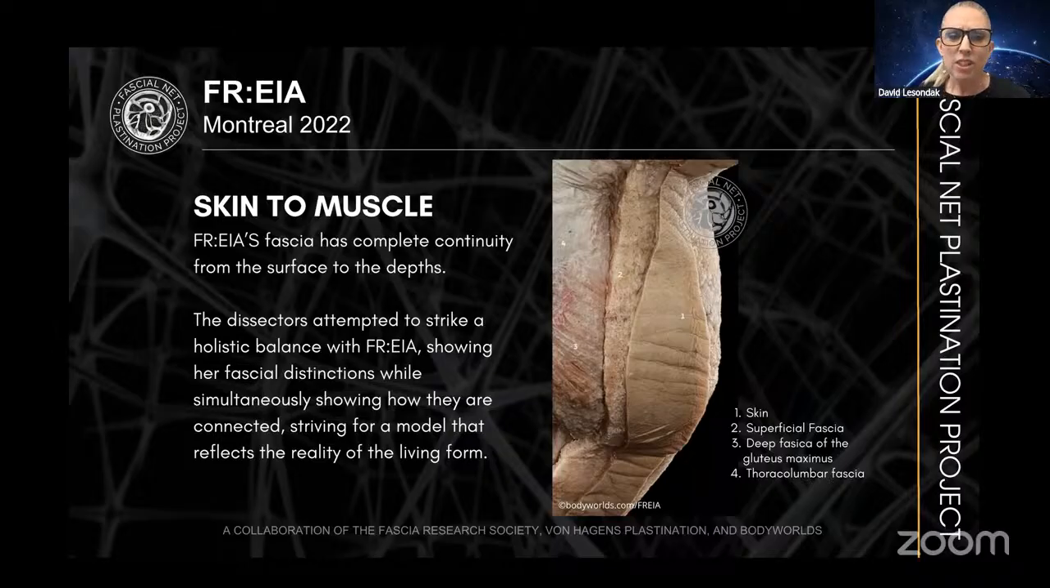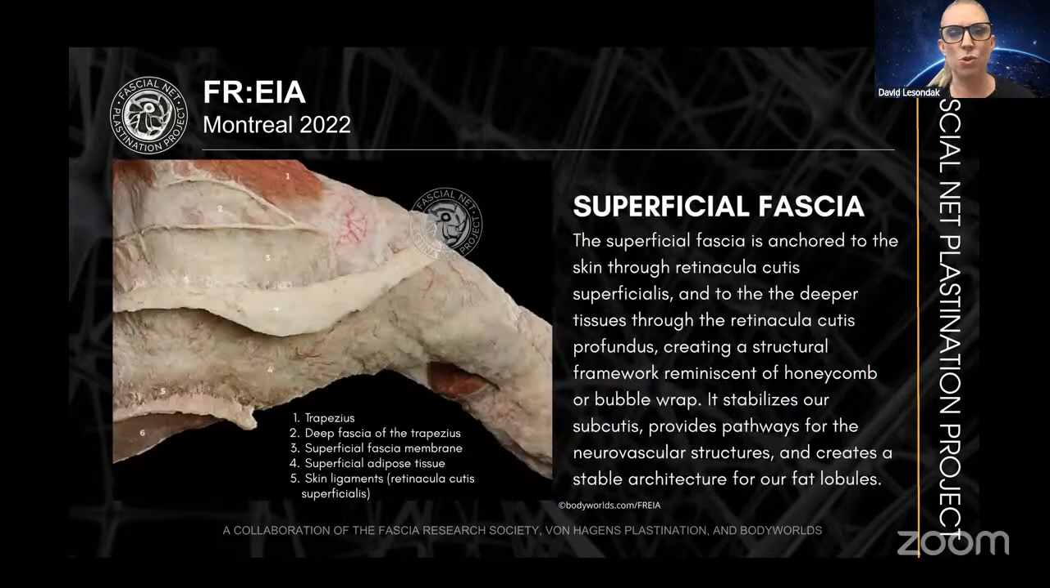Showing these distinctions as well as how they're connected to give us a model that reflects the reality of the living form was the goal. This is from the posterior view of the right shoulder. You can see the trapezius is colored red on the top, and then very quickly the red disappears, and we're just so used to seeing the muscle body that it's so unusual to see all of this white stuff.